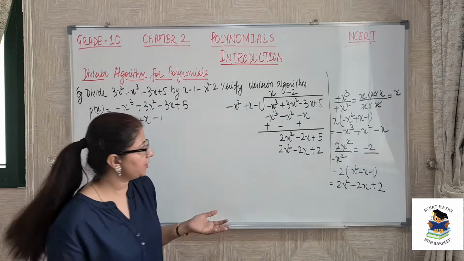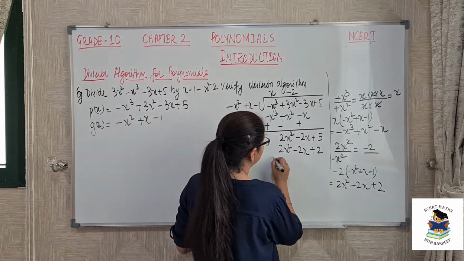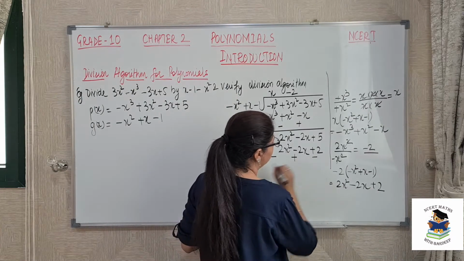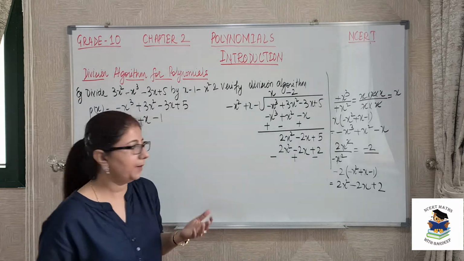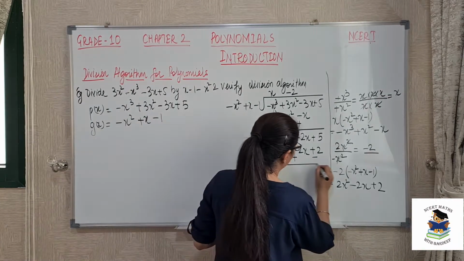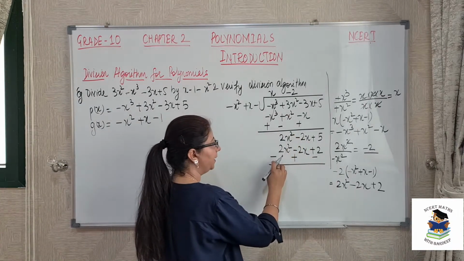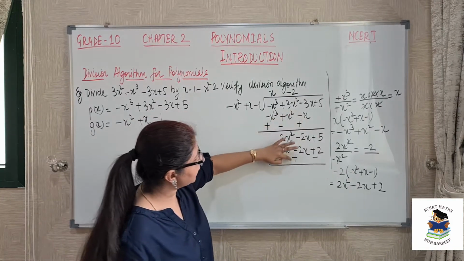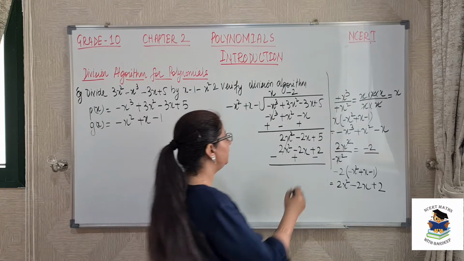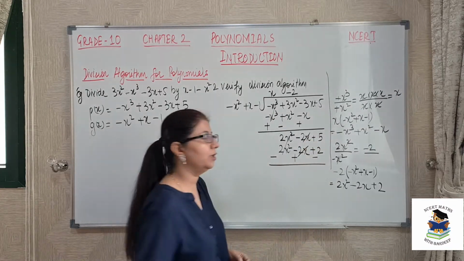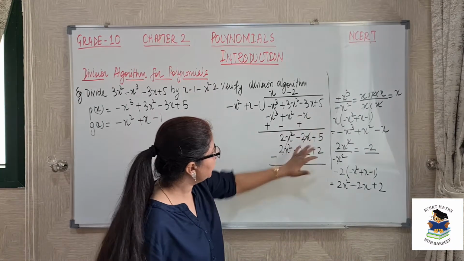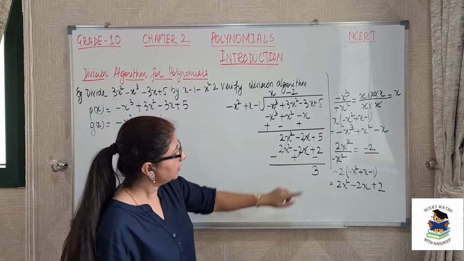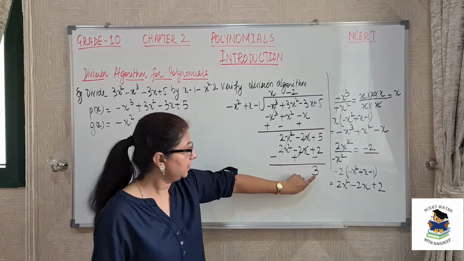Now change the sign of the second expression. So plus will become minus, minus will become plus and plus will become minus. So see 2x square minus 2x square, they will be cancelled. Minus 2x plus 2x, again same terms with opposite sign, this will also be cancelled. 5 minus 2 is 3. Again check the degree of the remainder, that is 0.